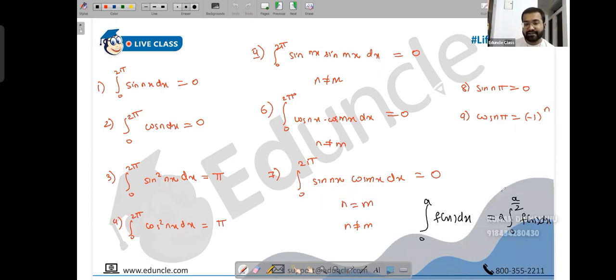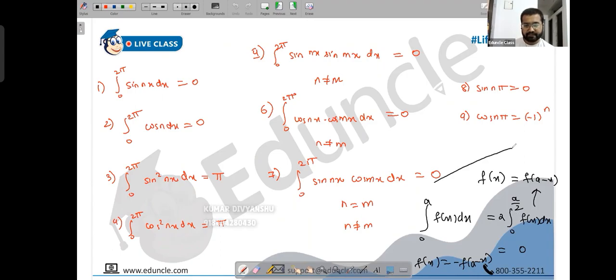No, that's for minus a to a. f of x should be equal to f of a minus x. This is the condition. What you said is for minus infinity to infinity. And this becomes 0 if f of x is negative of f of a minus x. So this also you can use for half cycle. What I have written is for full, and you can convert it into half like this.